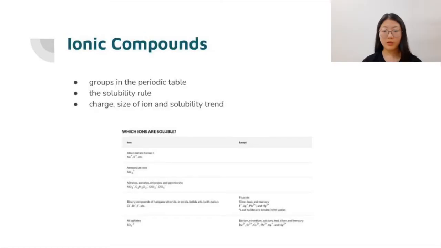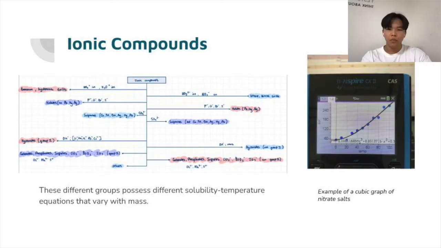Ionic compounds are firstly grouped according to the groups in the periodic table. In addition, we have considered the solubility rule. Ions not in the solubility rule have been grouped with ions with similar characteristics, such as charge, size of ion, and solubility strength itself. By grouping the ionic compounds into groups of similar solubility trends, we have created a scatter graph using data we have found from the internet.